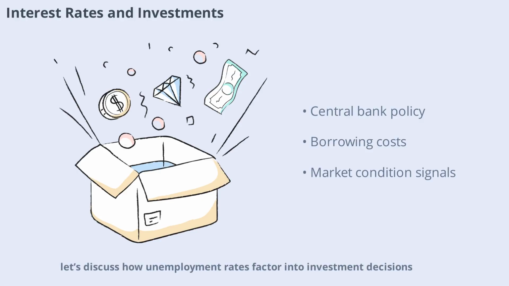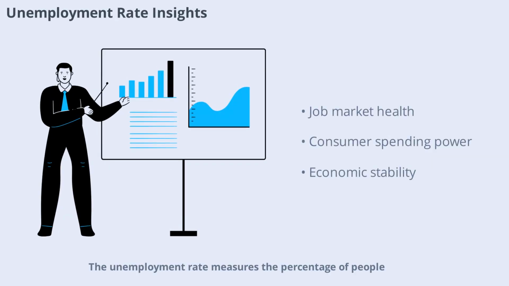Next, let's discuss how unemployment rates factor into investment decisions. Unemployment rate measures the percentage of people actively seeking work but unable to find jobs. High unemployment can signal economic distress, while low unemployment suggests a robust economy.